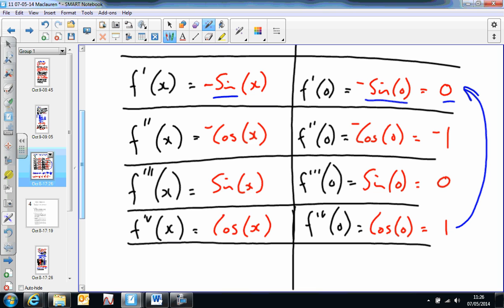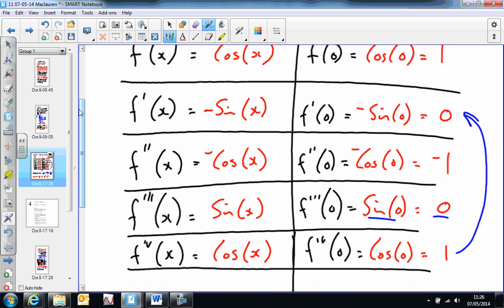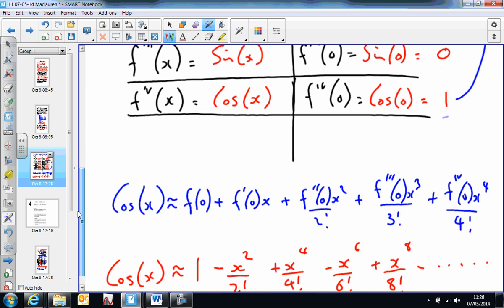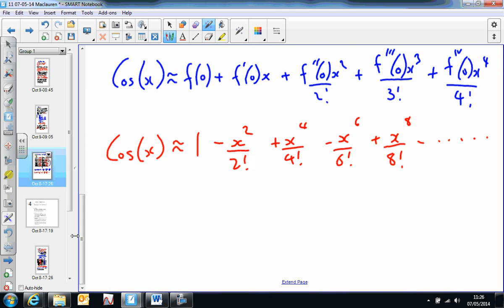What's the differential of minus sine x? Minus cos x. What's the value of that when x is 0? Minus the cos of 0 is minus 1. Differentiate that, we get sine. The value of sine at 0 is 0. We start to see a pattern. Look, it's going 1, 0, minus 1, 0, 1, 0, minus 1, 0, 1, 0, minus 1, 0. So we can now put those into the Maclaurin series, which is down here.